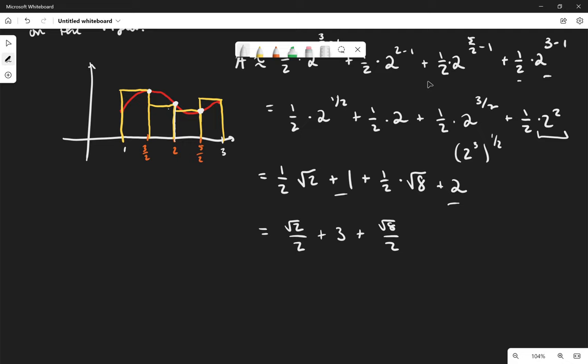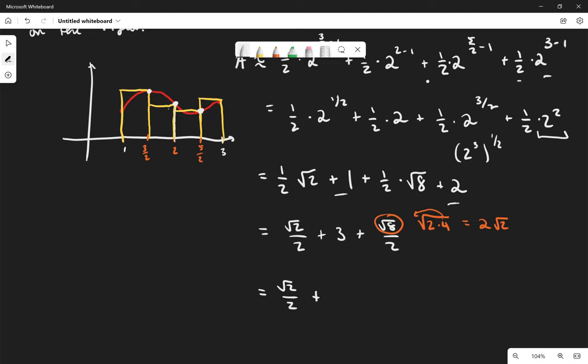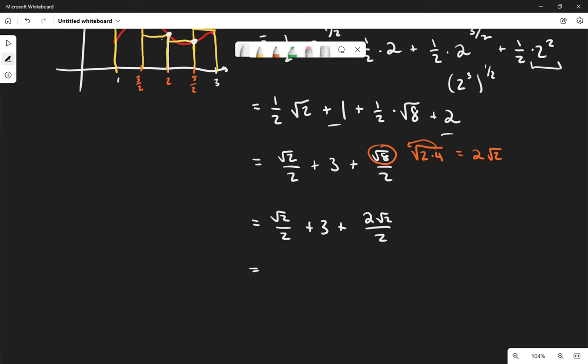And that's the answer. The only thing you could do if you wanted to simplify this more, this square root 8 you can rewrite as square root of 2 times 4, and then 4 can come out. It's 2 square root of 2. So this root 8 over 2 is really just 2 root 2 over 2, because root 8 is just 2 root 2. Those 2's cancel. Oops, square root 2 over 2.